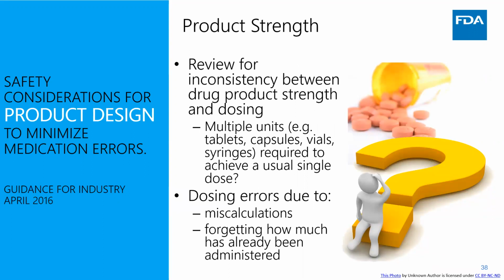So we also look for consistency between the drug product strength and the product dose. For example, the typical dose requires the administration of 6 vials. We have seen reports of dosing errors due to miscalculations on the number of vials or forgetting how much has already been administered.